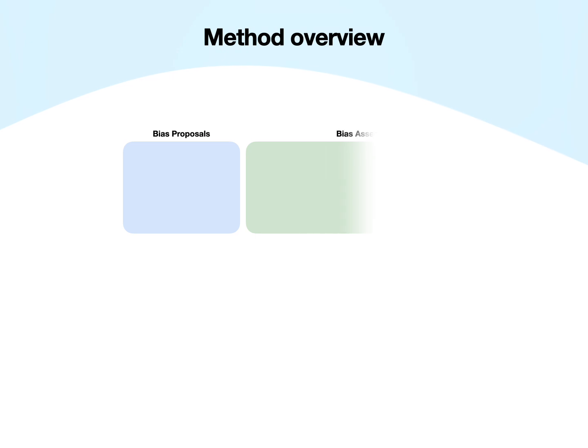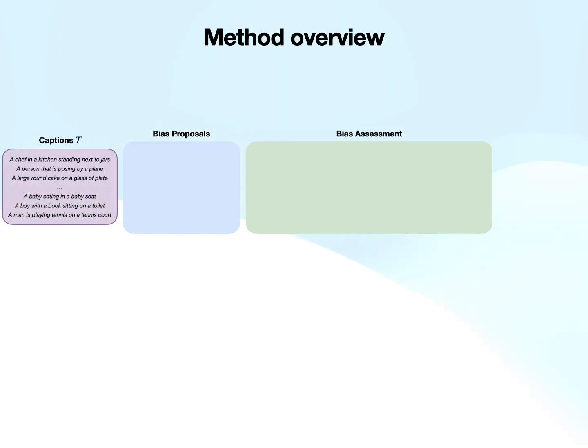OpenBias consists of two core modules, the bias proposal module and the bias assessment module. Let's now see how this pipeline works. We start with a dataset of captions T as input to the bias proposal module. This module leverages in-context learning applied to a large language model to propose biases for each caption. By doing so, we build a knowledge base of biases B without requiring to predefine them.